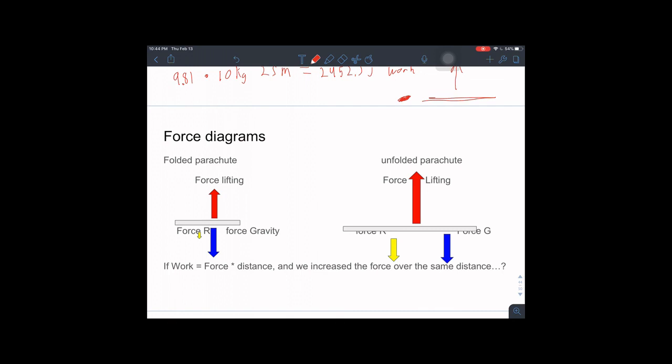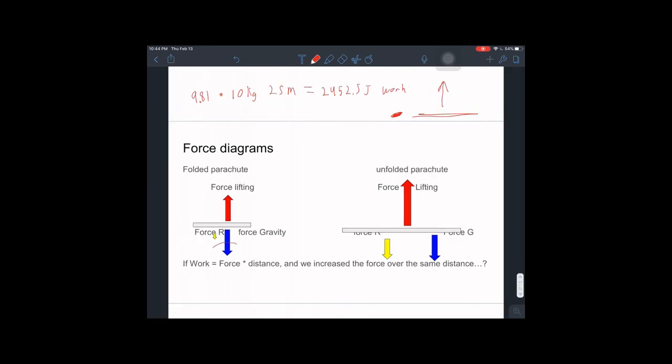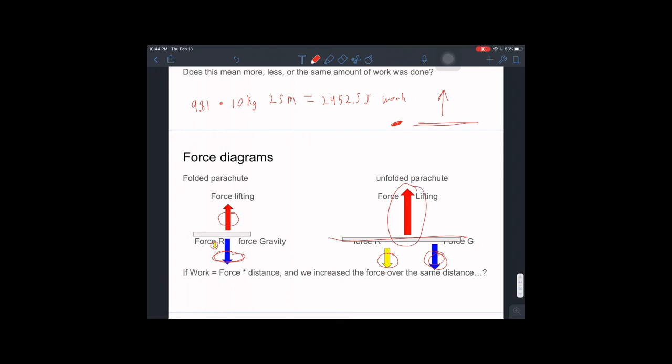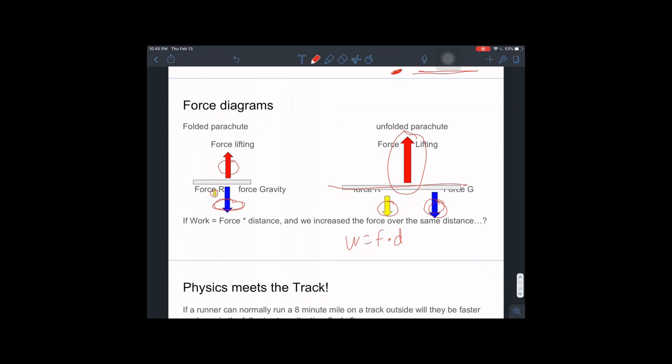The reason being right here. We have the same force of gravity in either example. In the first example, we have a force of gravity that we have to overcome with the force of lifting. The force of drag is relatively small, as there's not a lot of air resistance, as the surface area is very small. However, in the second example, we have the same force of gravity, but a larger force of resistance, as the surface area is much larger and it is being quickly lifted. Therefore, the force of lifting must be larger to compensate for this. As work is equal to force times distance, if we have to up the force over the same distance, we have to up the work.